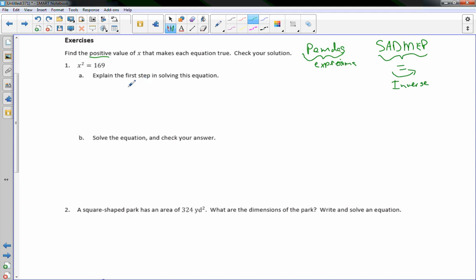Okay, so if I have x squared equals 169, and it says explain the first step in solving this equation, I would say, okay, well, I need to get rid of this square. That's an exponent, so I need to do the inverse of the exponent. So I need to take the square root of both sides.